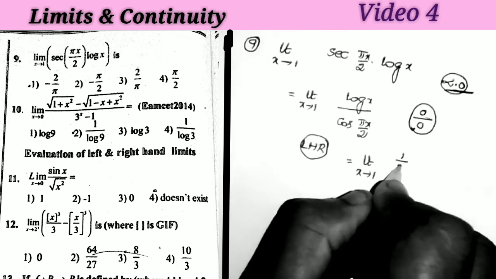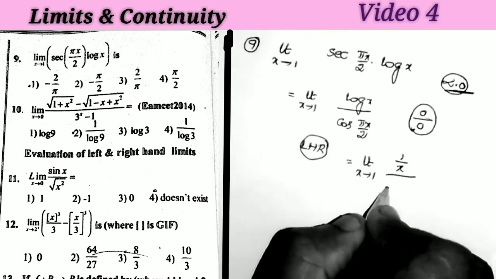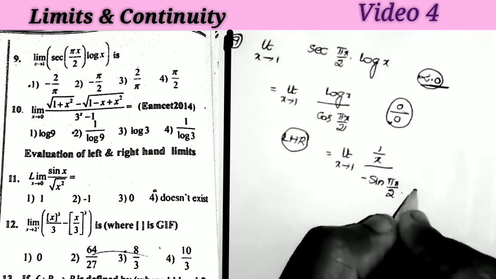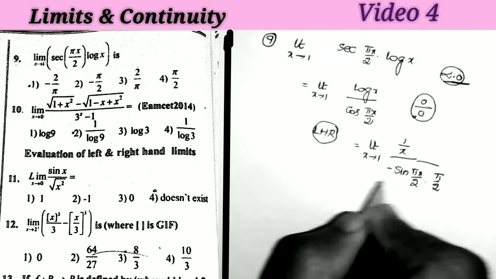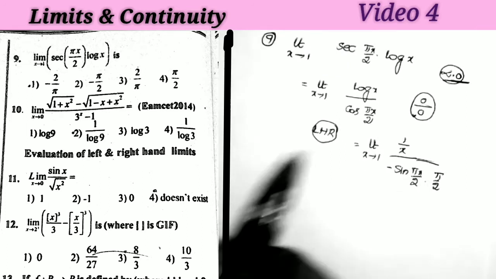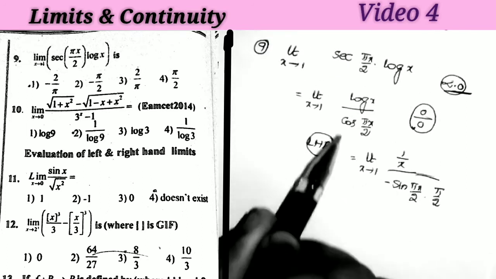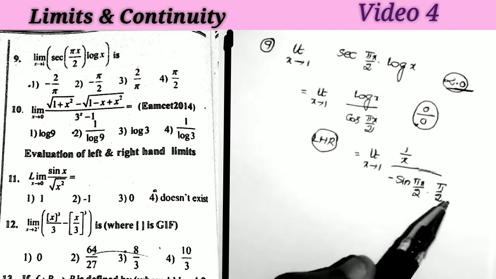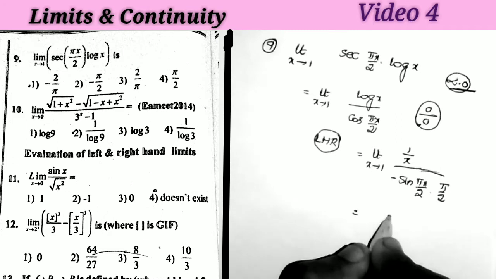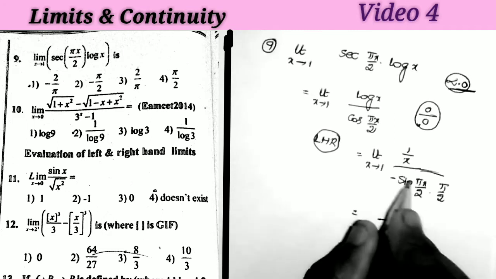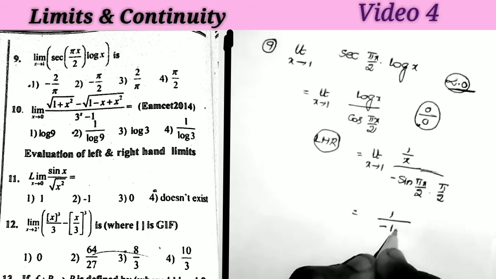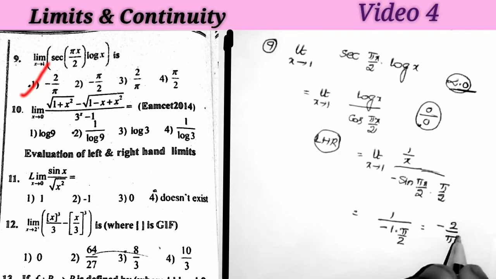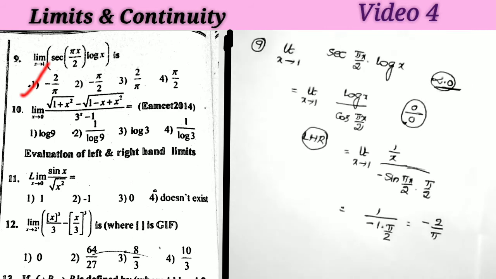Log x derivative is equal to 1 by x. Cos(πx/2) derivative is equal to minus sin(πx/2), and again the derivative of πx/2 is π/2. Now replacing x = 1, we get 1 by minus sin(π/2). Sin(π/2) is equal to 1, into π/2. So the answer is equal to minus 2 by π. That is the first option.